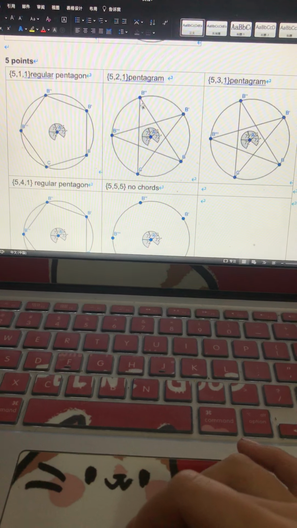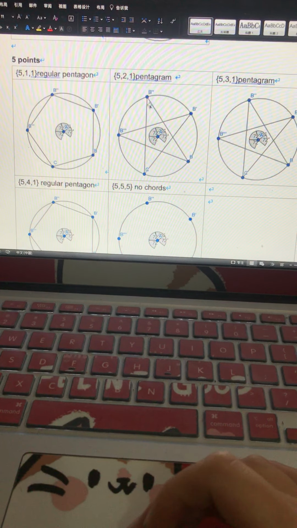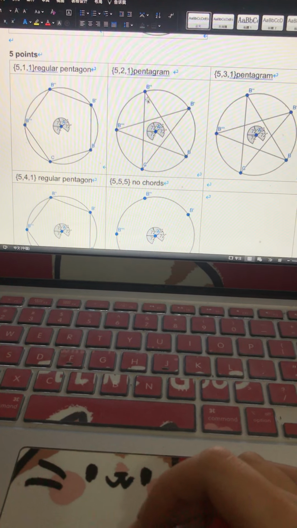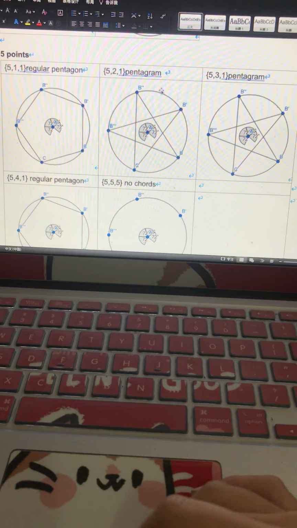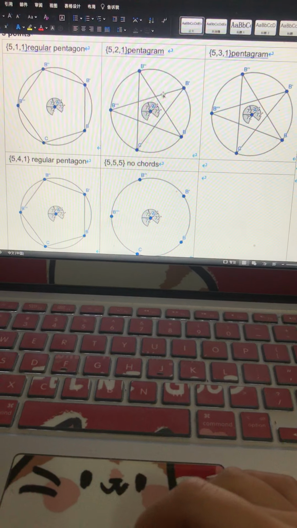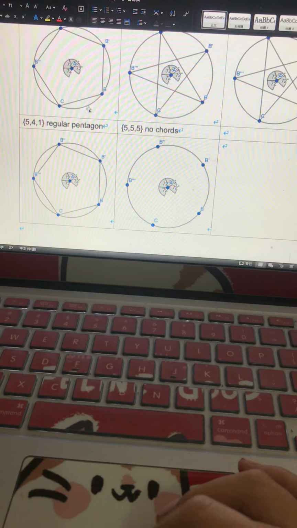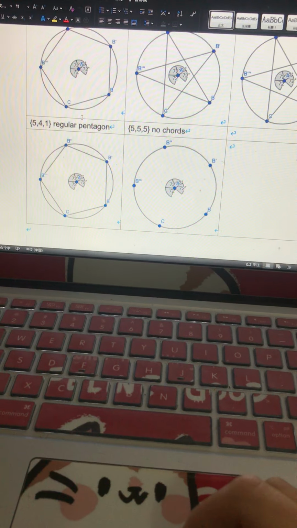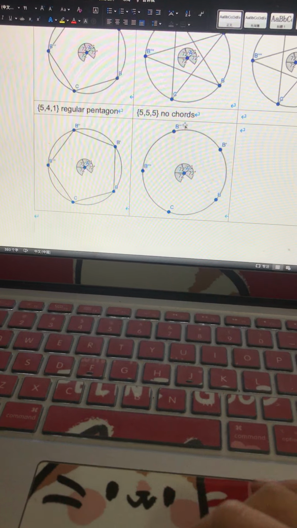The following will be circles with 5 points. The first one will be gap of 1, I pick up my pen 1 time. And the second will be gap of 2, I pick up my pen 1 time again. And the next one will be gap of 3, I pick up my pen 1 time again. And then the following one will be gap of 4, I pick up my pen 1 time. And the final one will be gap of 5, I pick up my pen 5 times.